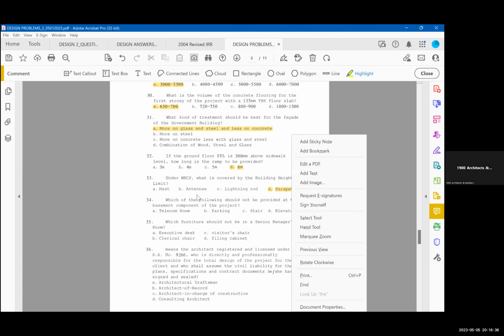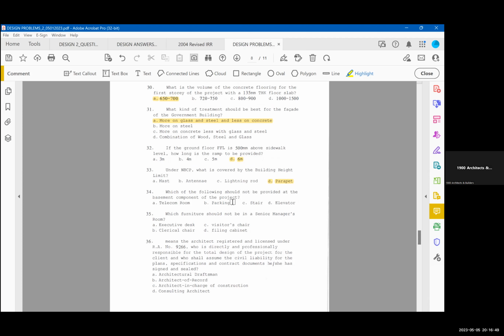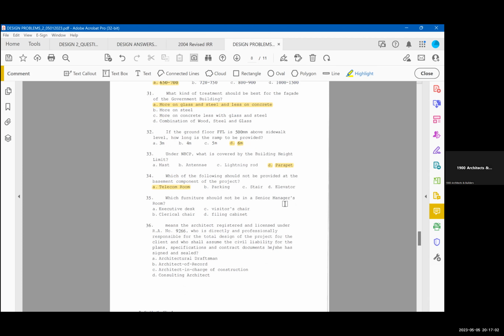The 34. Which of the following should not be provided at the basement component of the project? A. Telecom room. B. Parking. C. Stair. D. Elevator. So ito, most likely, obvious naman ang sagot dito, letter A. Kasi, the rest is napoprovide lagi sa pag may basement area.